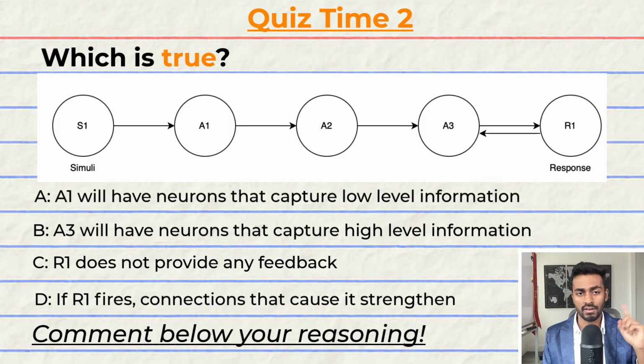Quiz time! It's that time of video again. Have you been paying attention? Let's quiz you to find out. Which of the following, according to this diagram, is true? A, A1 will have neurons that capture low-level information, that is raw signals. B, A3 will have neurons that capture high-level information, that is recognition of an object as a whole. C, R1 does not provide any feedback. Or D, if R1 fires, the connections that caused R1 to fire strengthen. Note that multiple options here may be correct, and I'll give you a few seconds to answer this question.